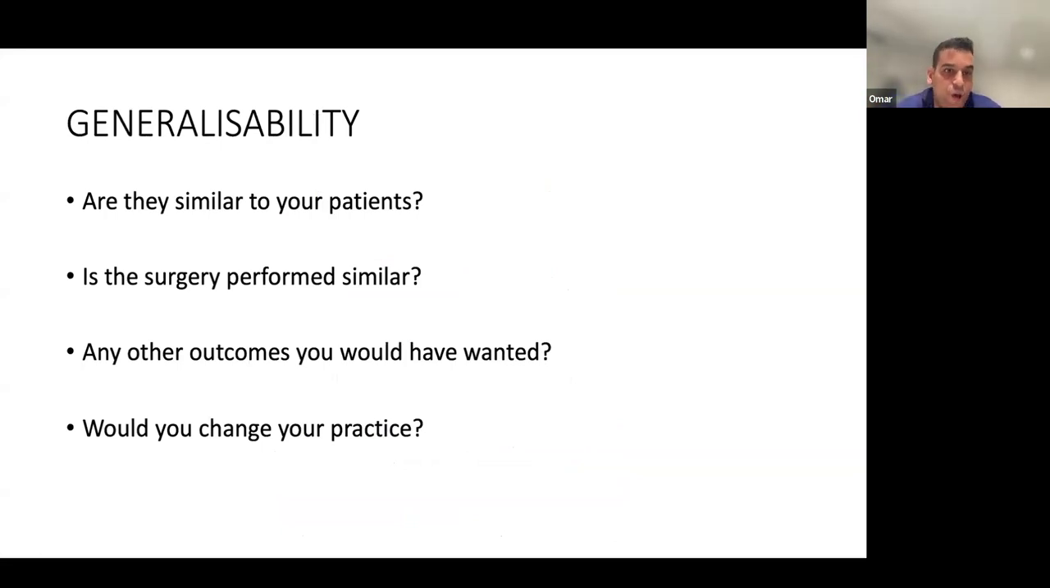Then you have a question of generalizability. So if you did a really big randomized controlled trial in Egypt, does it mean that you're going to see the same results in the UK or anywhere else in the world? Would you change your practice? Is the surgery performed similarly? Are there any other outcomes you would have wanted? How generalizable and valid are your results in this study?